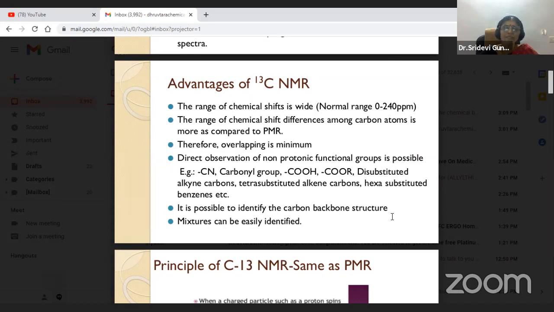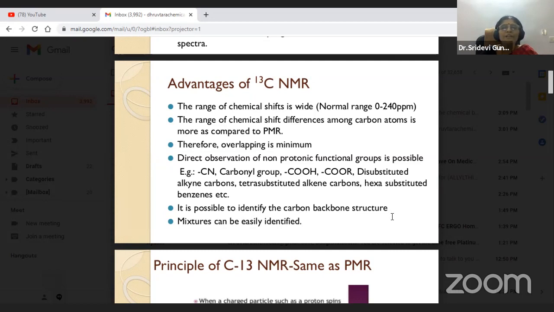In such cases also, since hydrogens are not essential here, whereas in proton NMR you need a hydrogen atom to record the spectrum, you don't need a hydrogen here. Just carbon is enough, and because it is the backbone, it can directly give you the signal, and you can directly observe all these functional groups.